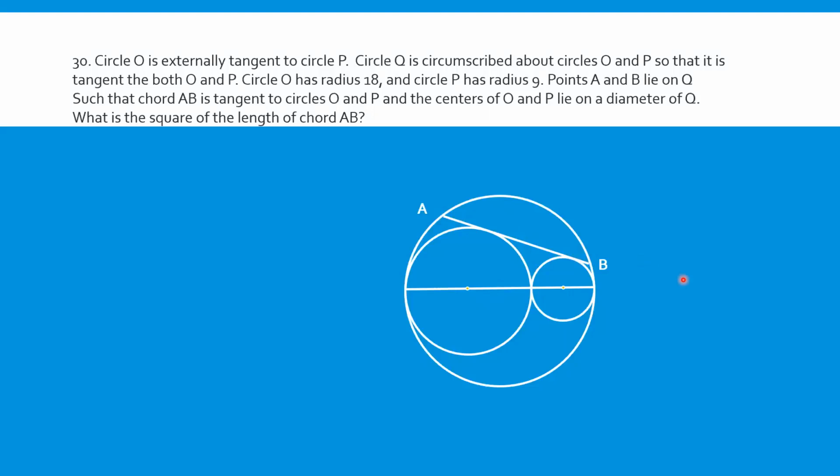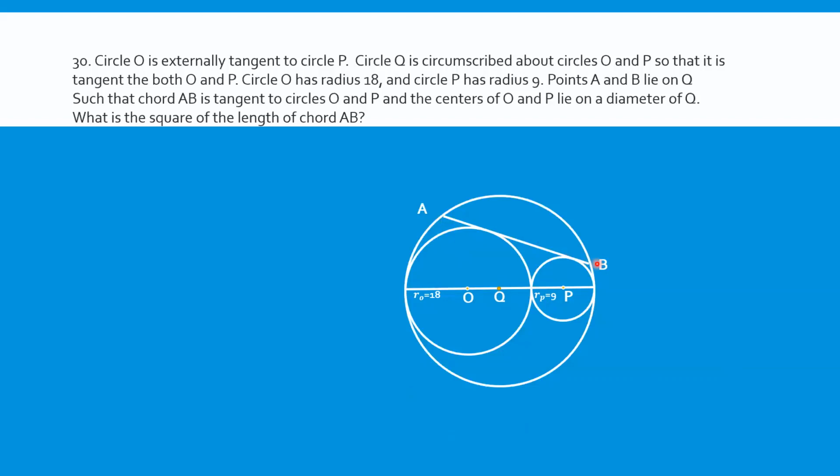So when people ask about a square of a length, normally you would guess that the Pythagorean theorem is somehow related, right? So first, let's label the information we know. This is circle O, this is circle P. The radius of circle O is 18, the radius of circle P is 9, and the center of Q is somewhere here. And then they want to know the length of AB squared.